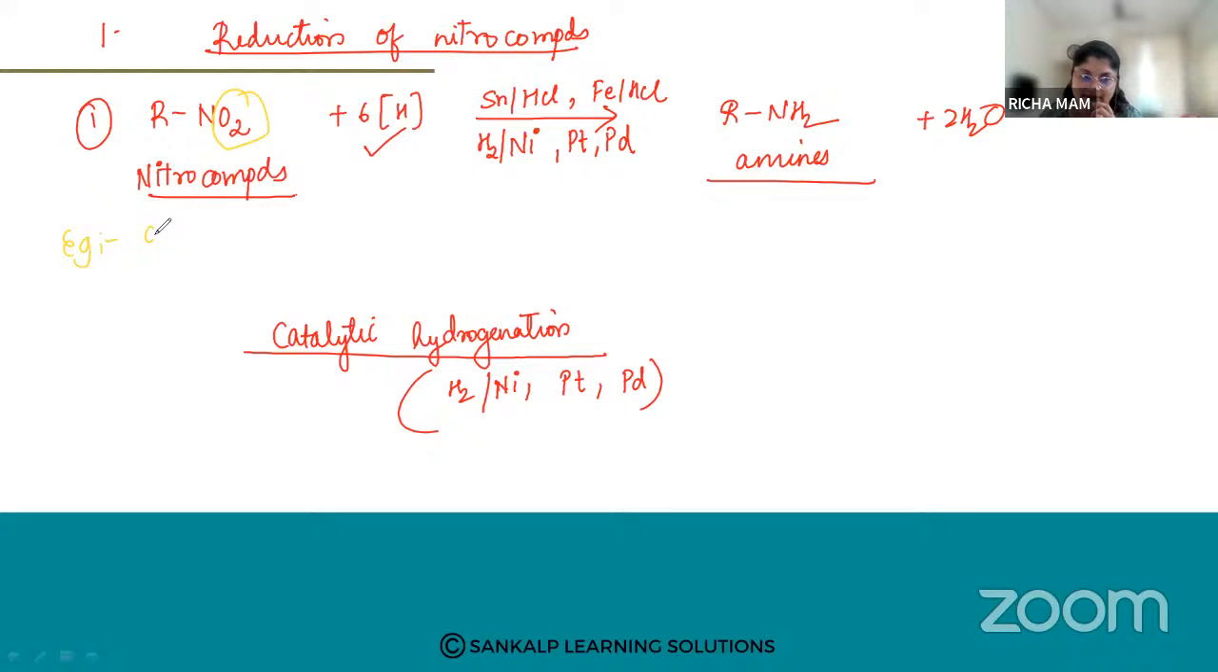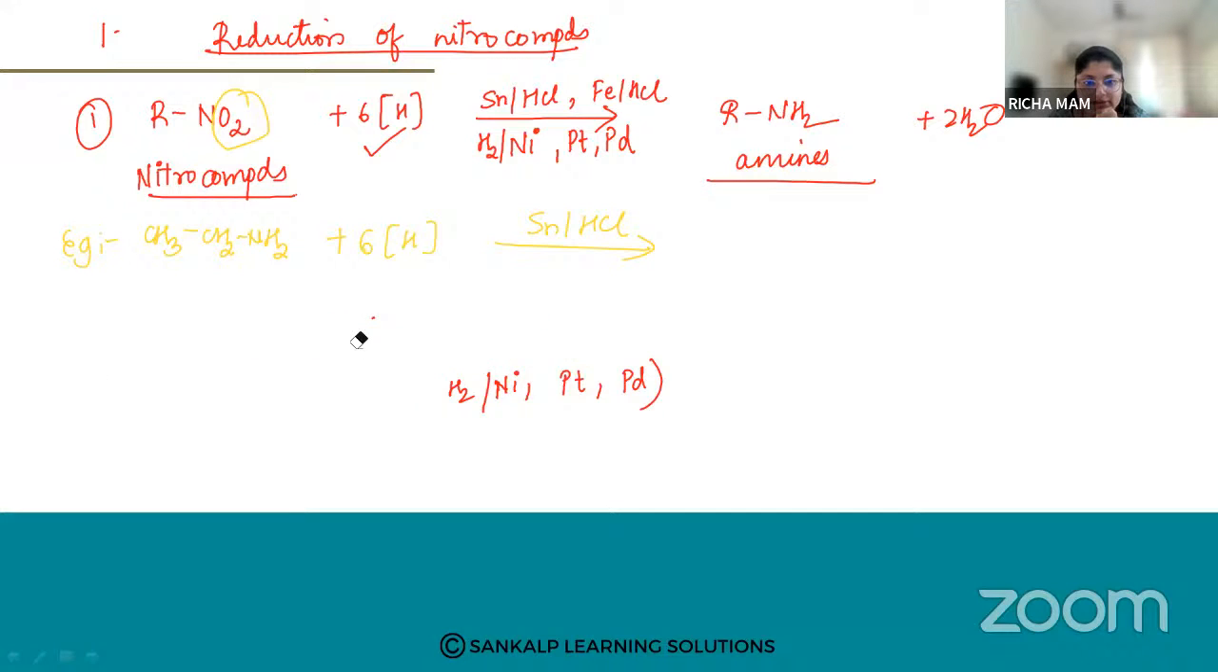So let us see examples. The first example is CH3CH2NO2 plus 6 hydrogens in the presence of tin and HCl. Can anyone tell me the product? Can anybody tell me the product? Yes. And let me give you one more example with an aromatic hydrocarbon. So this is primary. Let us take aromatic also.